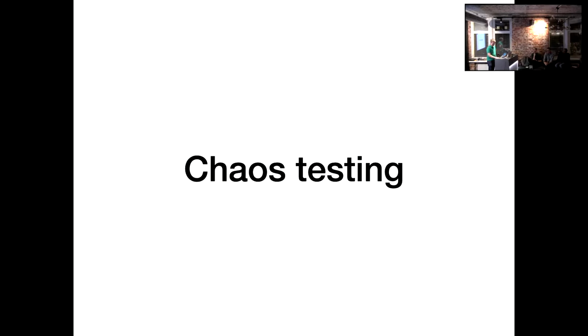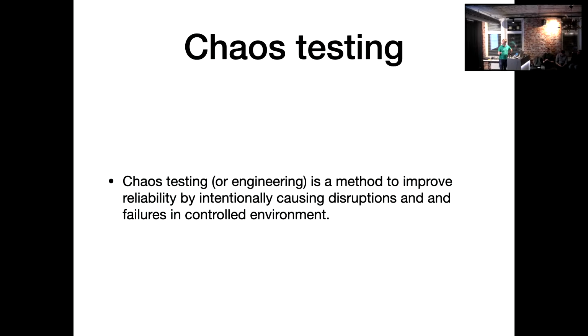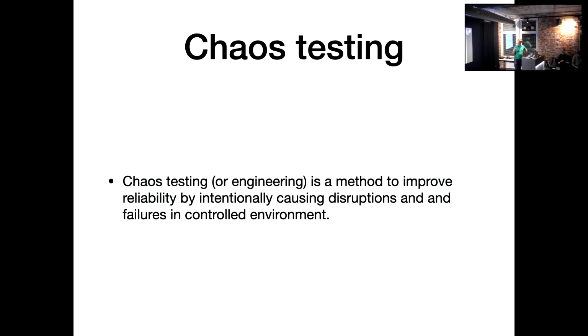So can we do something else or in addition? So, chaos testing. How many of you have heard of chaos testing? A lot of people. So basically, it's a way to improve reliability by intentionally breaking the system, causing disruptions and failures in a controlled environment. I know some folks do this in production as well. I think Netflix at least was at some point famous for that.